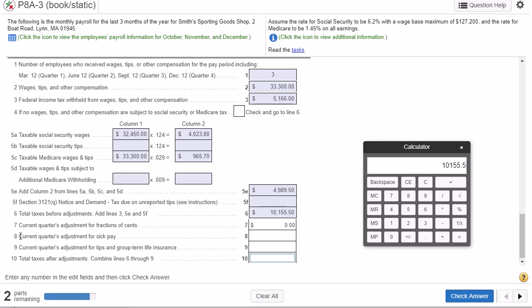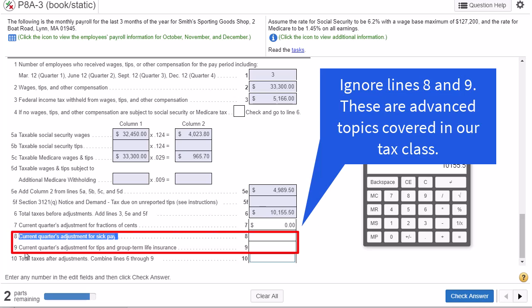Okay, line 8, current quarter's adjustment for sick pay. There's nothing in this problem about sick pay. That's an advanced topic for our tax class, so we're going to skip it. Line 9, current quarter's adjustments for tips and group term life insurance. There's no tips and there's no group term life insurance in this problem, so we're going to leave it blank.